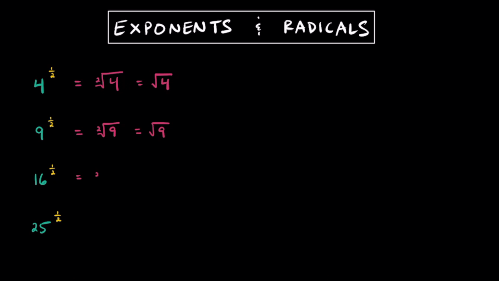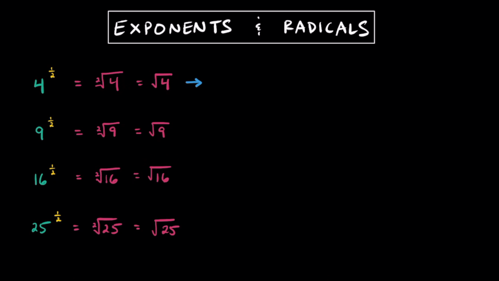16 to the 1/2 power, it has an index of 2 here and a base of 16. That's just really the square root of 16. And 25 to the 1/2 power has a little 2 here with a 25 as the base. And over here, this is really just the square root of 25.